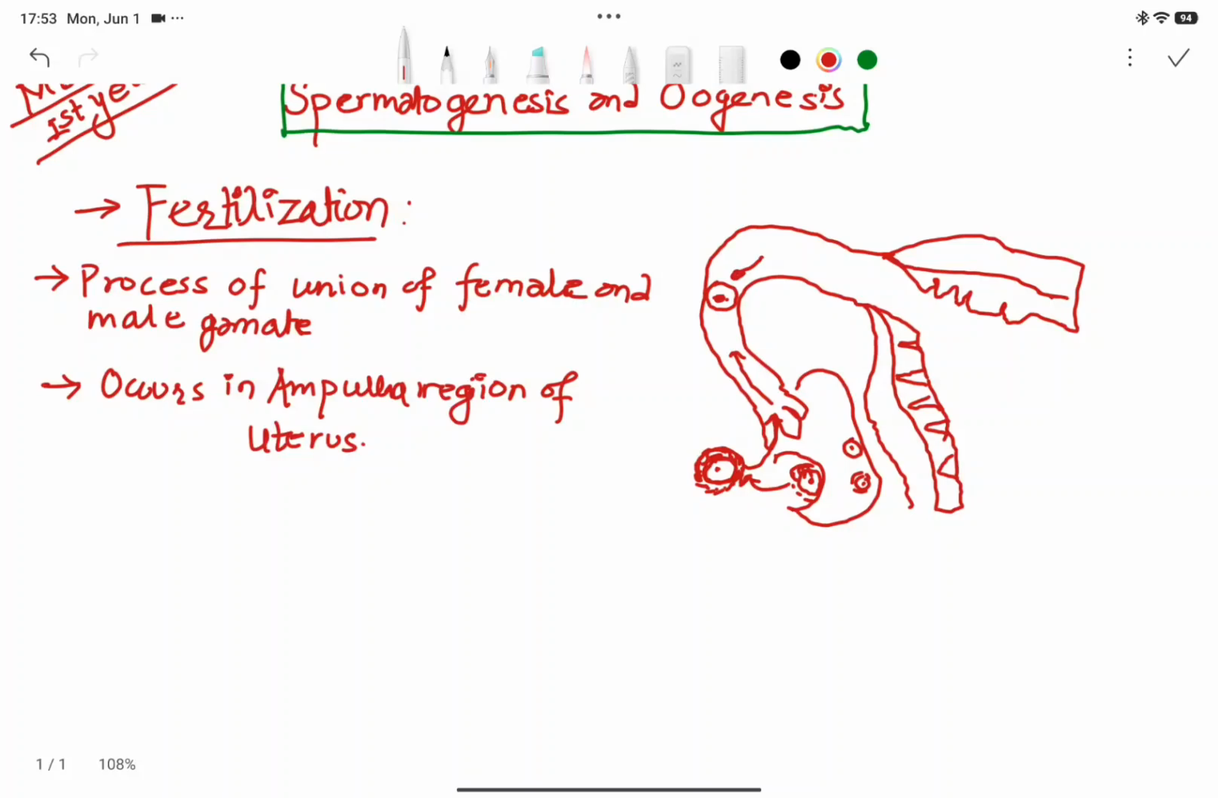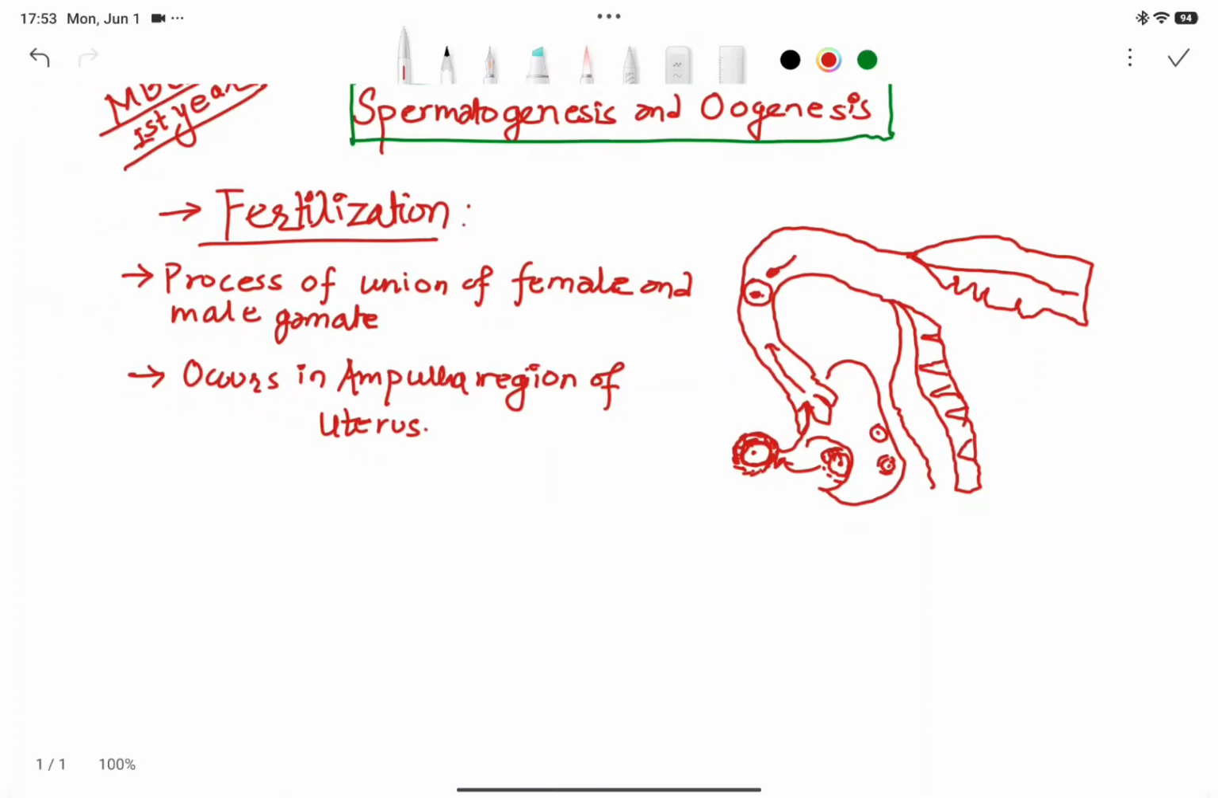This fusion results in the formation of the zygote, and this zygote travels via cleavage toward the uterus, forming a multicellular mulberry-shaped structure called morula, which finally reaches the uterine cavity.